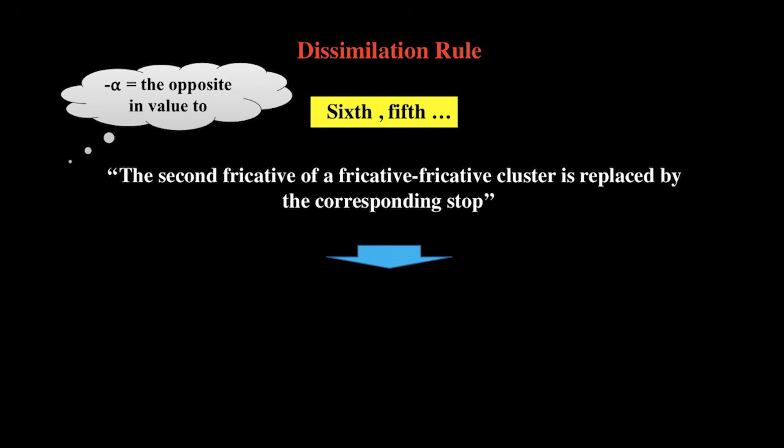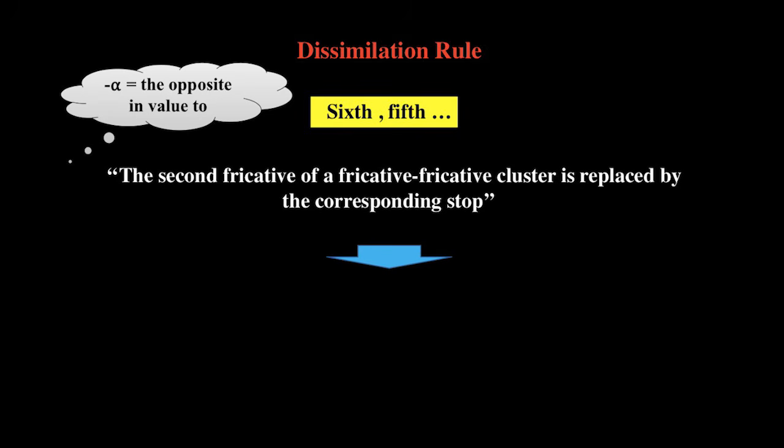We simply use the minus alpha. The minus alpha is the opposite of alpha. Alpha means agrees in value with, but if we write minus alpha, it means that it is the opposite in value to another sound. So if we use this, we can write simply the phonological rule notation as follows.